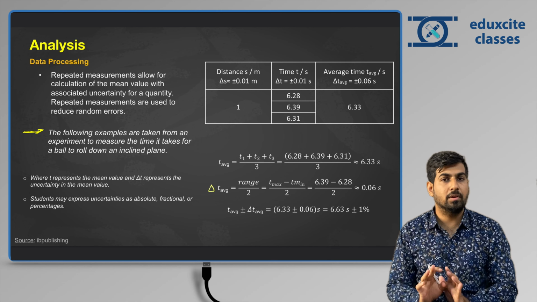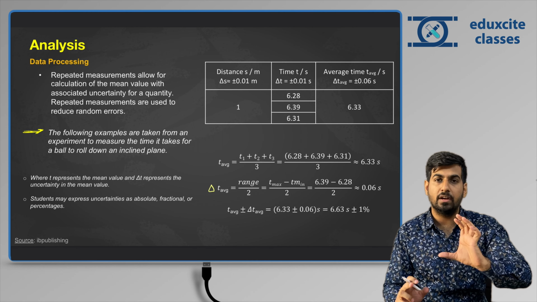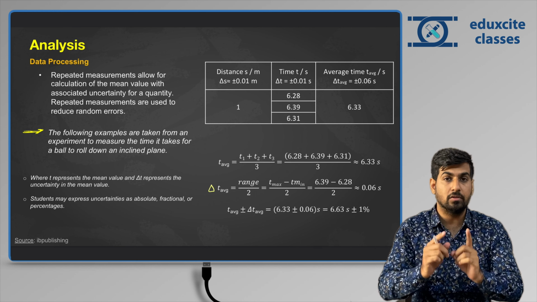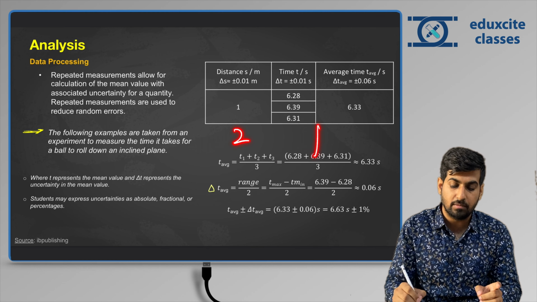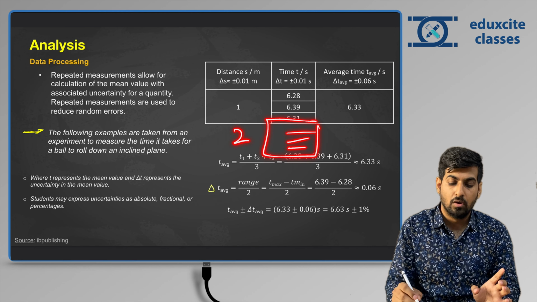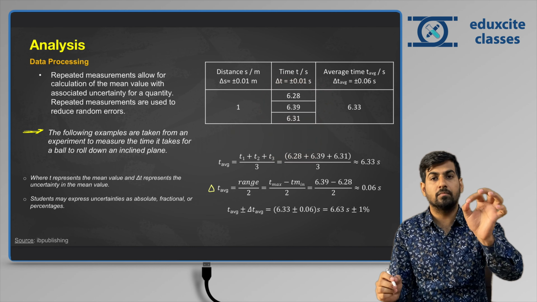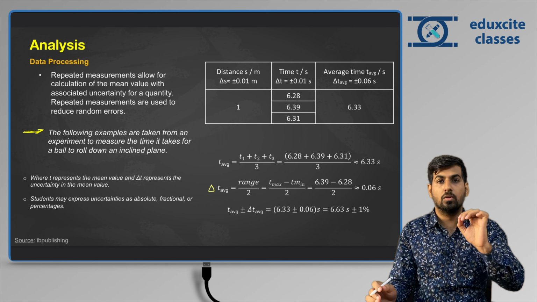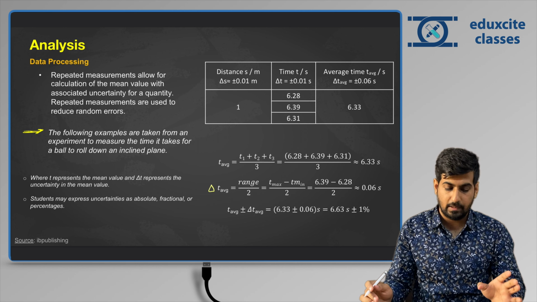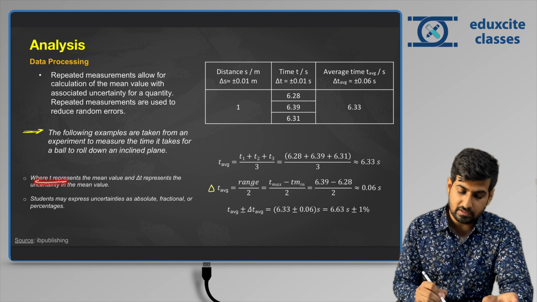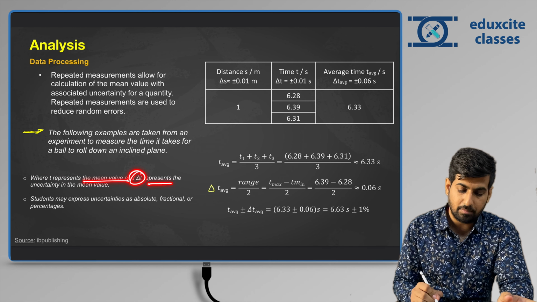Maximum minus minimum divided by 2. Maximum value from your data, minimum value from the same trial. Do not change. If it is 2 meter, I will not take the minimum or maximum of that data. No. Of the same trial, what is the maximum minus what is the minimum divided by 2 is your uncertainty. As simple as that. Where t represents the mean value and delta t represents the uncertainty.